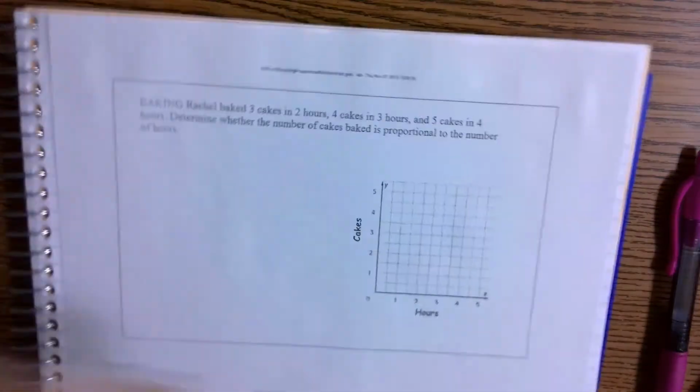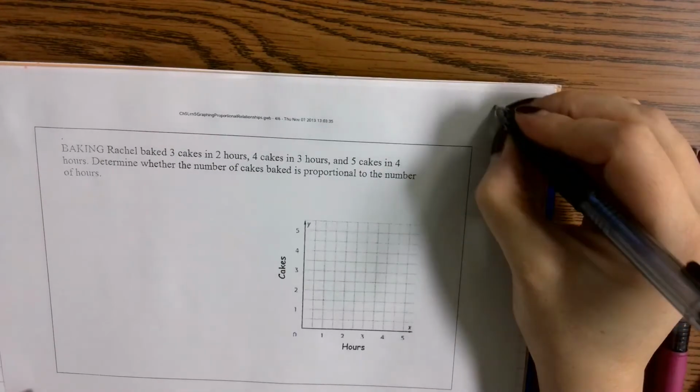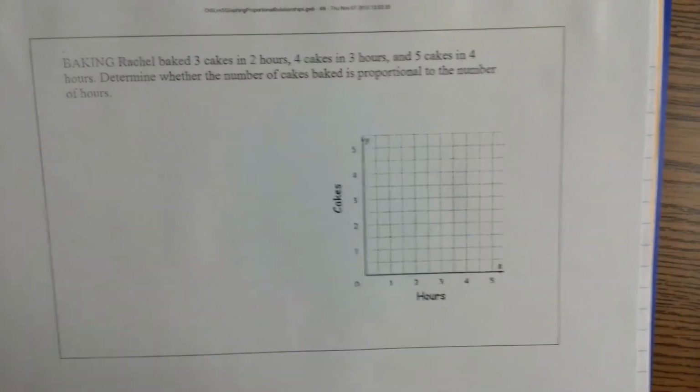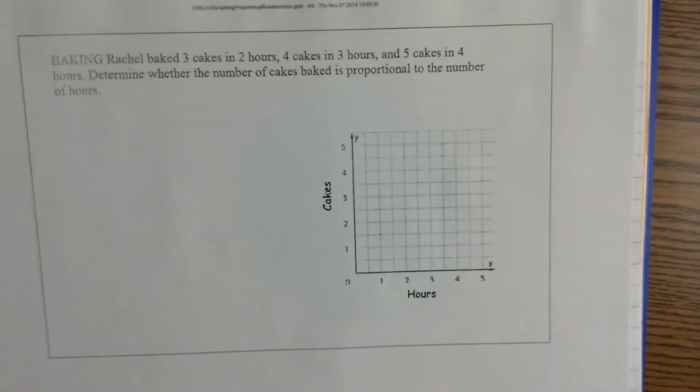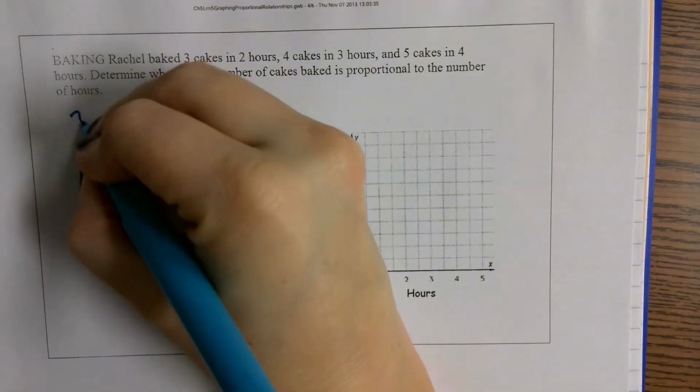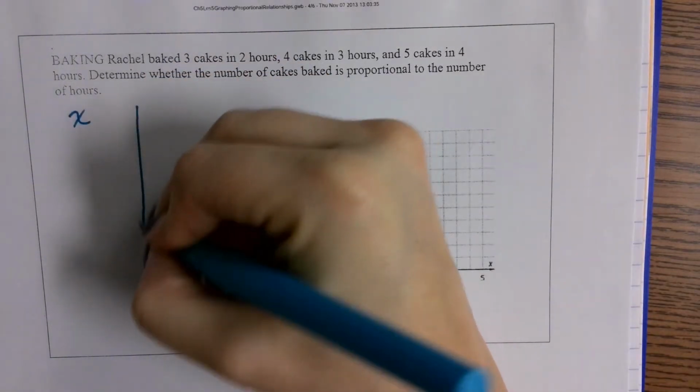All right, page 83. So for here, they just give us a scenario, but they're not exactly giving you a table of information. So you're going to need to create that table of information. You need to create a table representing your X and your Y's.